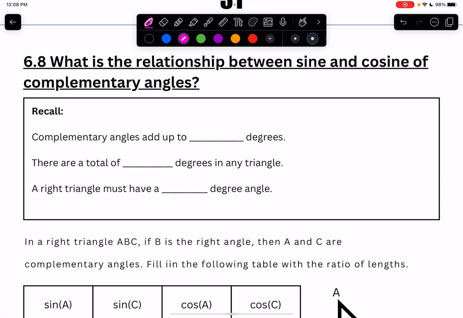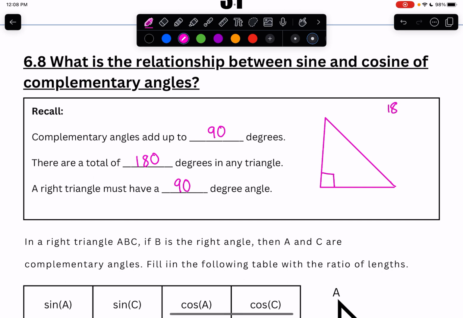So for our last new topic in this unit, we're looking at the relationship between sine and cosine of complementary angles. So if you recall, complementary angles always add up to 90 degrees. There are a total of 180 degrees in any triangle, and a right triangle must have a 90-degree angle. The reason why I'm telling you to remember these things is because if you look at a right triangle, and you know that they must add up to 180 degrees, right?